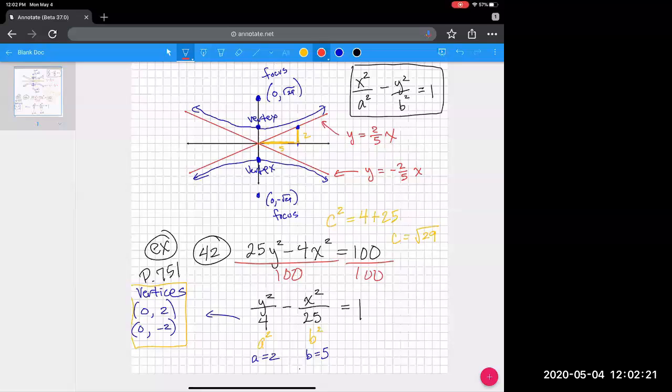Okay, so there's about 2 to 3 minutes left. So we won't have time to do it, but the next example, right from where we left off here, would be instead of being given an equation and identifying key parts of the graph, what if they told us key parts of the graph, like the vertices and the foci or something like that, for a hyperbola, and asked us to come up with the equation?